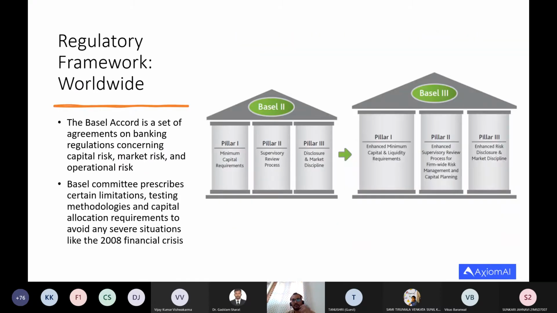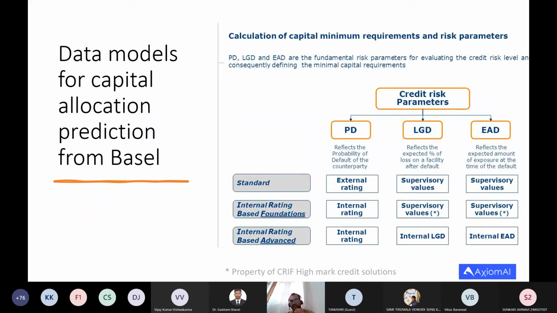All right. So from this Basel framework come specific models that we work on in credit risk, right? These are called PD, LGD, EAD. PD is probability of default, like saying a customer could default. Between 0 and 1, I would assign a percentage to him, saying this is the chance with which the customer might default. Basically it's a regression model. All right, LGD is loss given default.